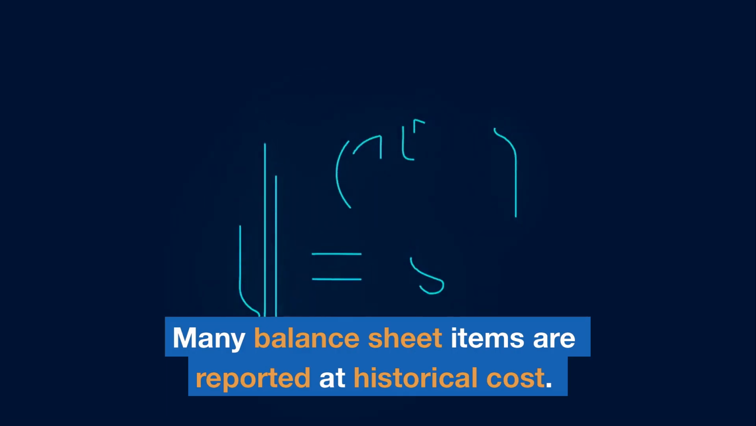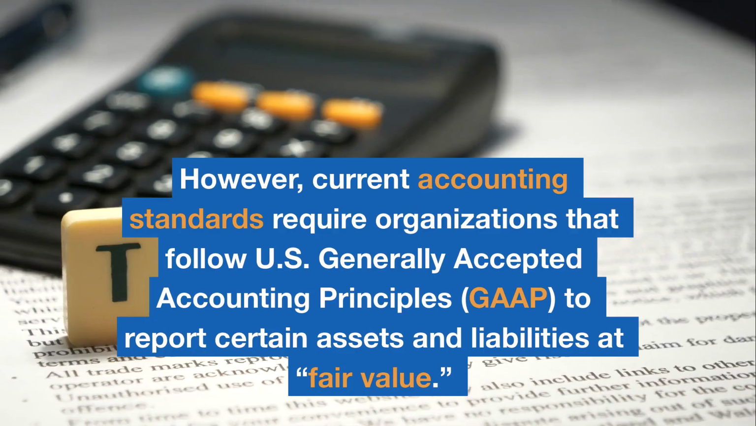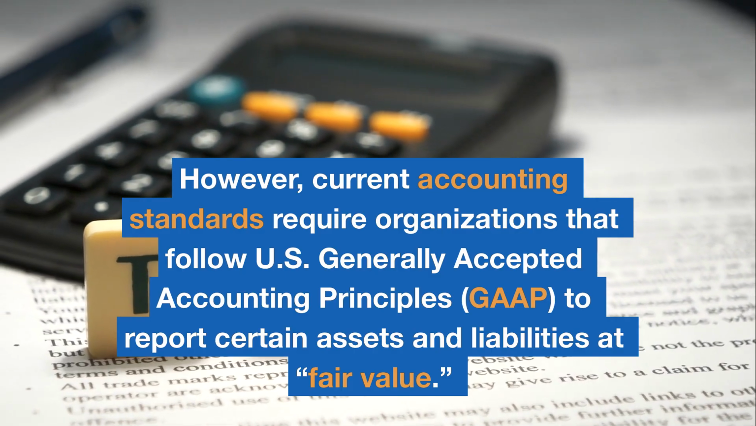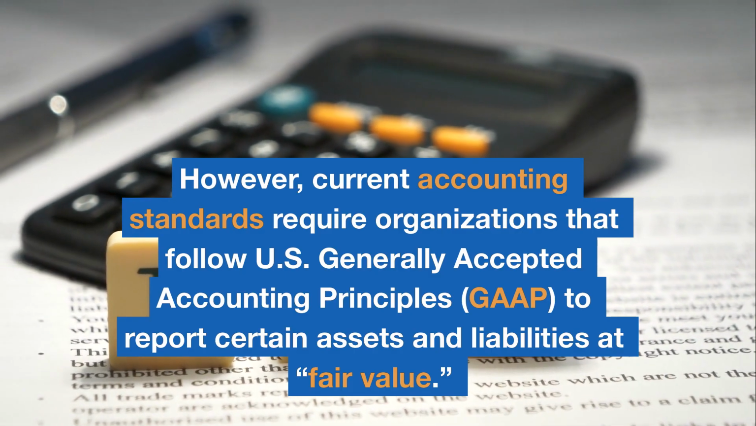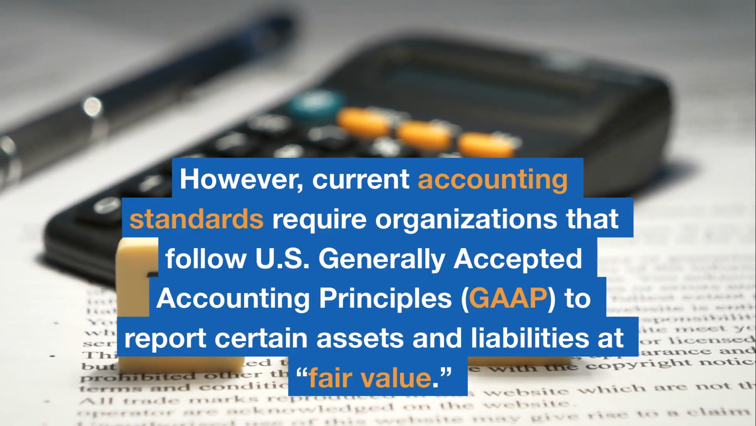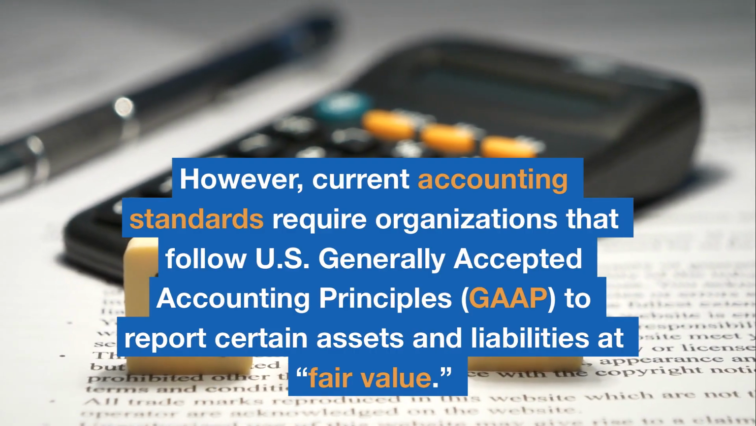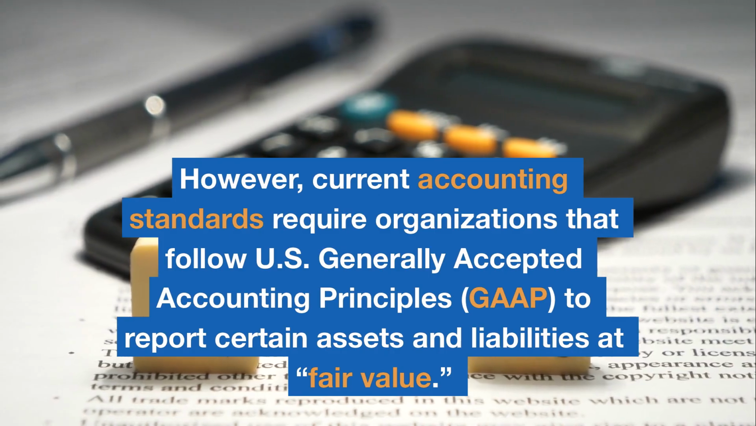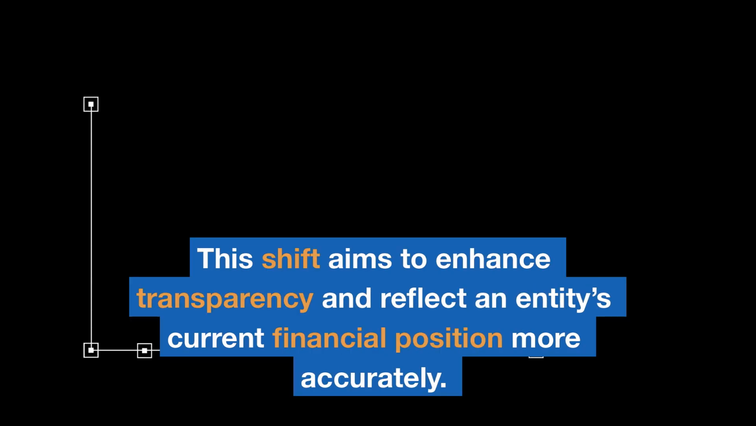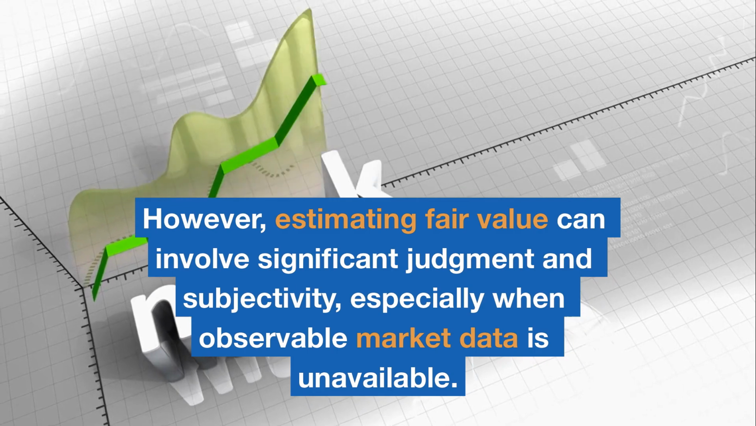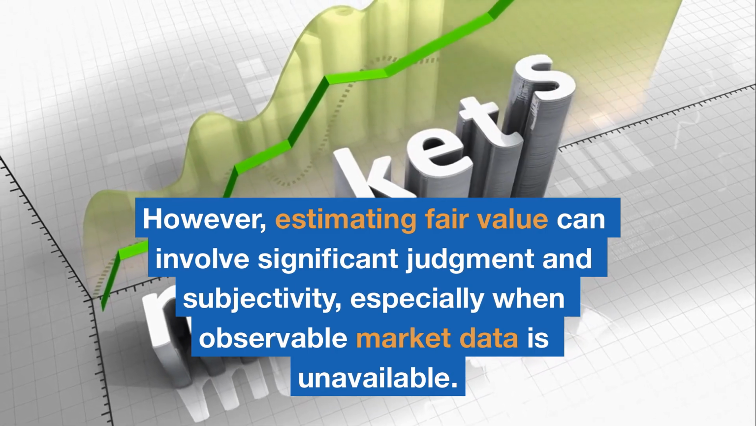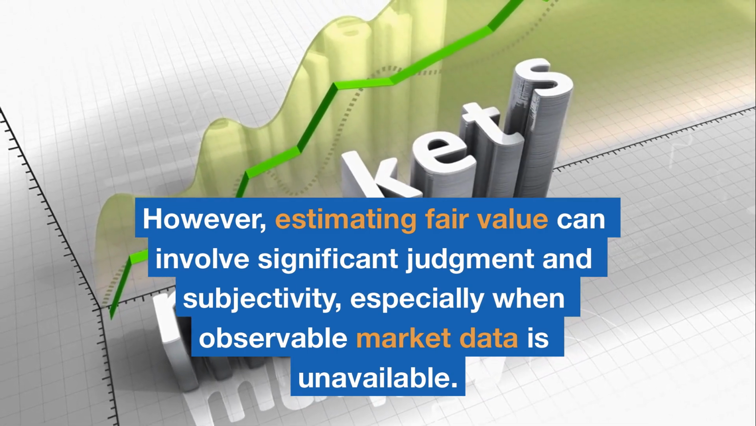Balance sheet items are reported at historical cost. However, current accounting standards require organizations that follow U.S. Generally Accepted Accounting Principles, GAAP, to report certain assets and liabilities at fair value. This shift aims to enhance transparency and reflect an entity's current financial position more accurately. However, estimating fair value can involve significant judgment and subjectivity, especially when observable market data is unavailable.